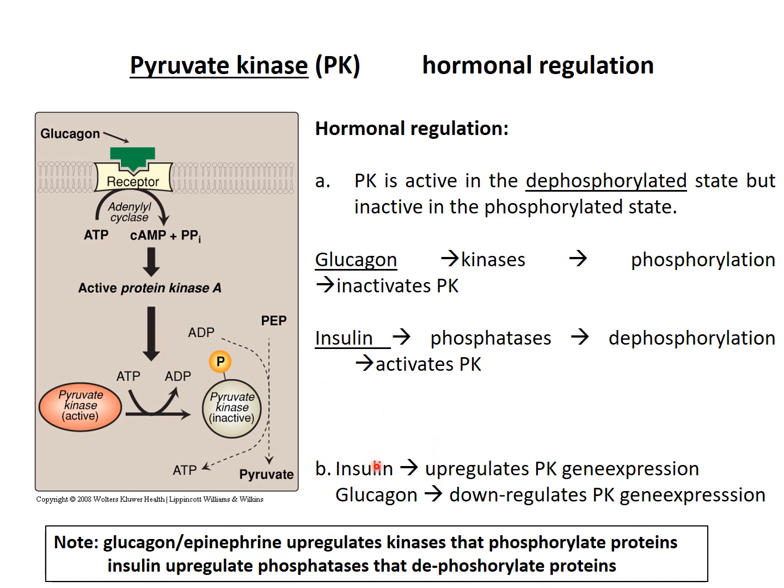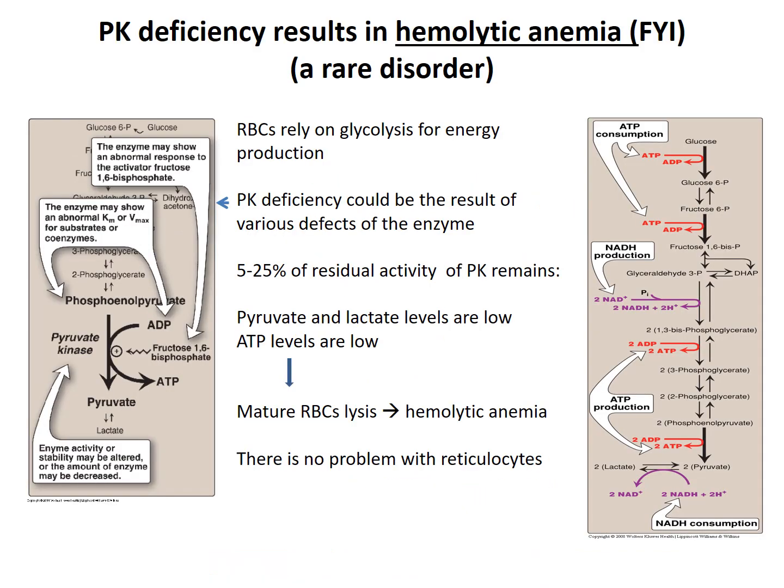Please also remember, insulin also works at a gene expression level and upregulates the gene expression of this enzyme, which means that more enzyme will be available to run glycolysis. While glucagon downregulates this gene expression, fewer enzymes will be available in the cytosol. This is just for your information.